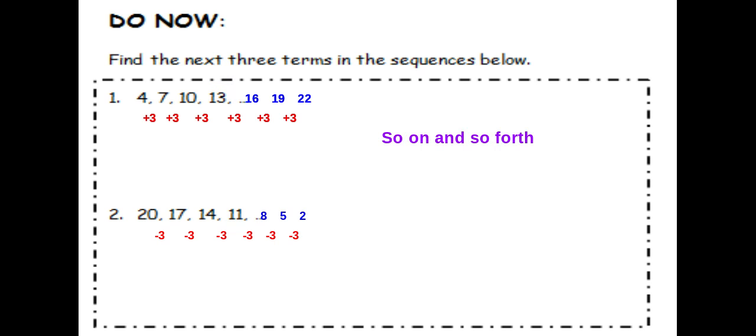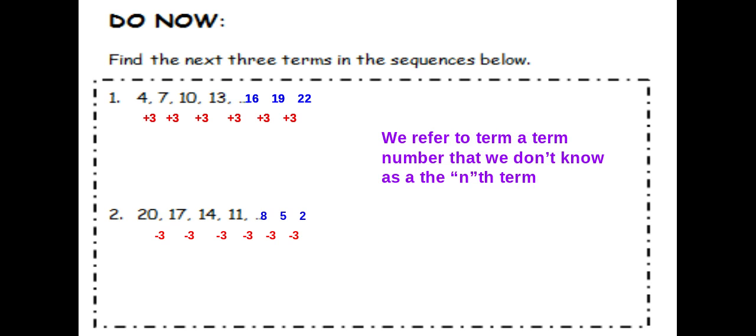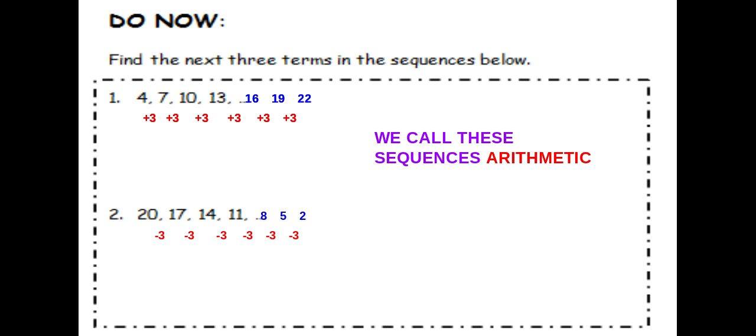So each term has a specific place in a sequence, and those are important to know. If we're not sure of a term number, we call it the nth term. It's a general term that we'll talk about in the upcoming future. And just like I said before, these are called arithmetic sequences, that's the name we give them.